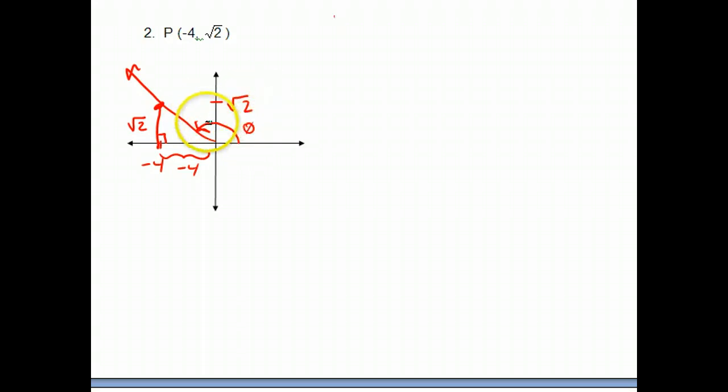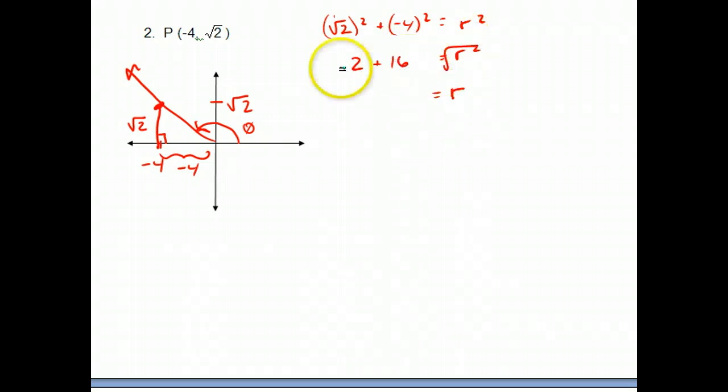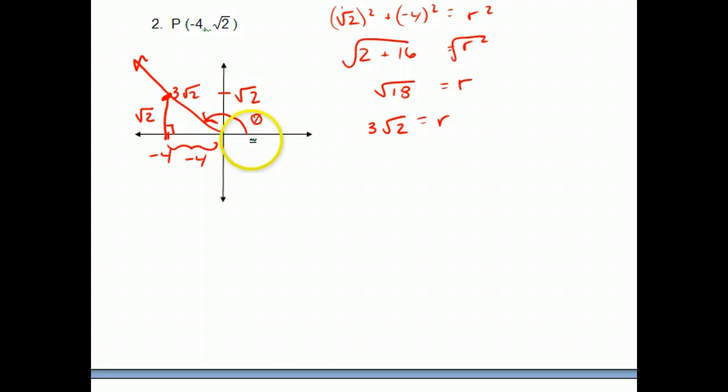But before we do that, I guess we've got to take a look at what this side is. So I'm going to use the Pythagorean theorem here and say that root of 2 all squared plus negative 4 all squared is going to equal my radius squared. So my radius squared looks like it's going to be 2 plus 16. My radius, taking the square root of both sides, is going to be the square root of 18, which can be reduced to 3 root 2.